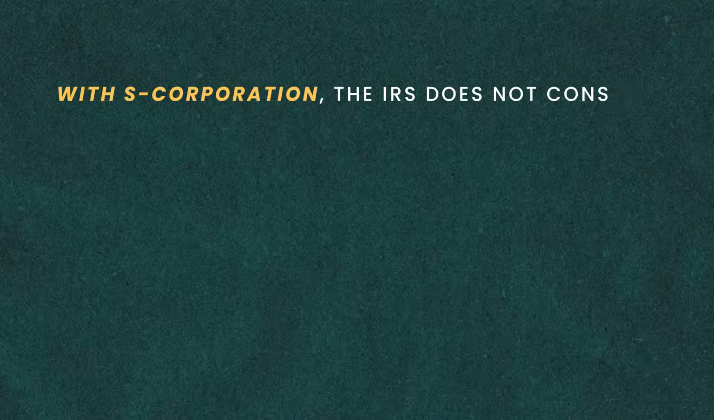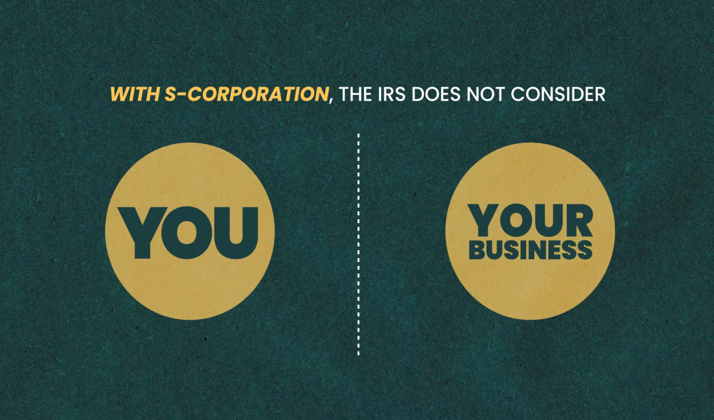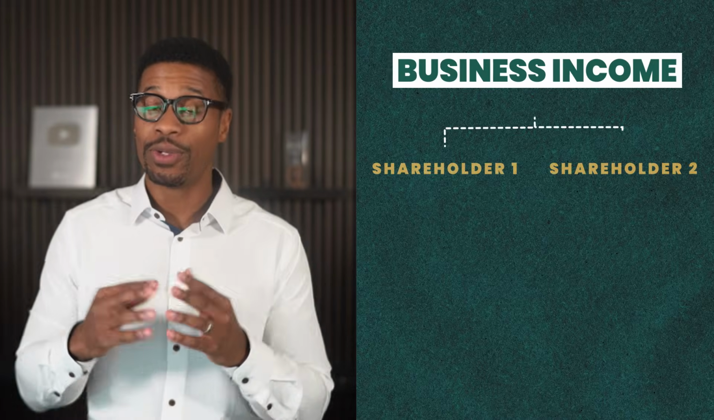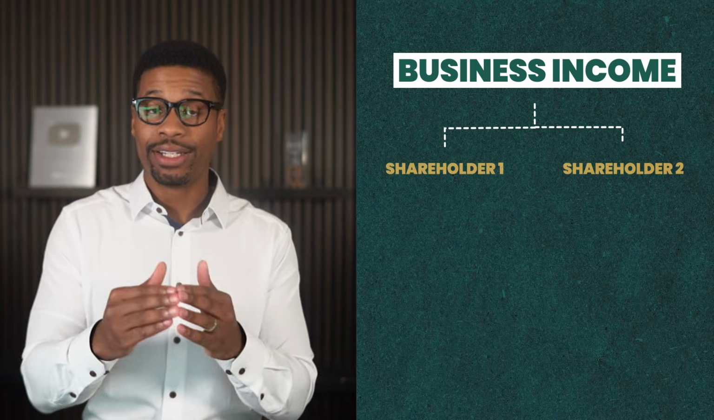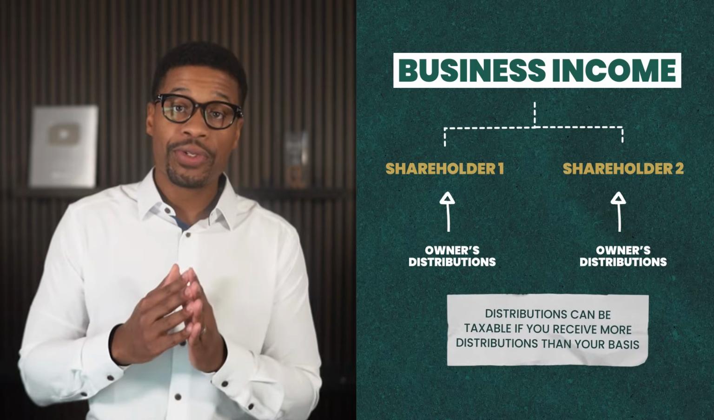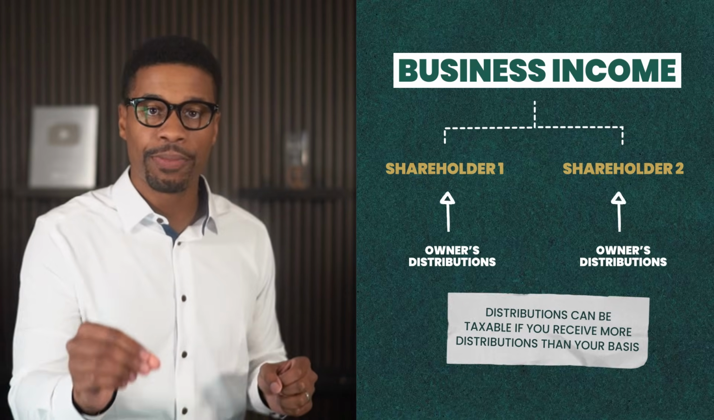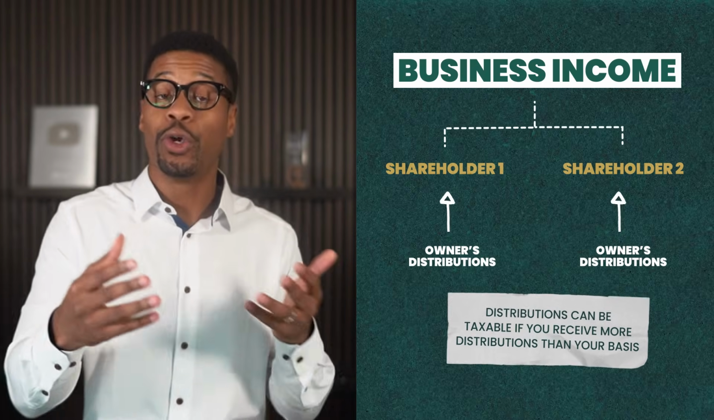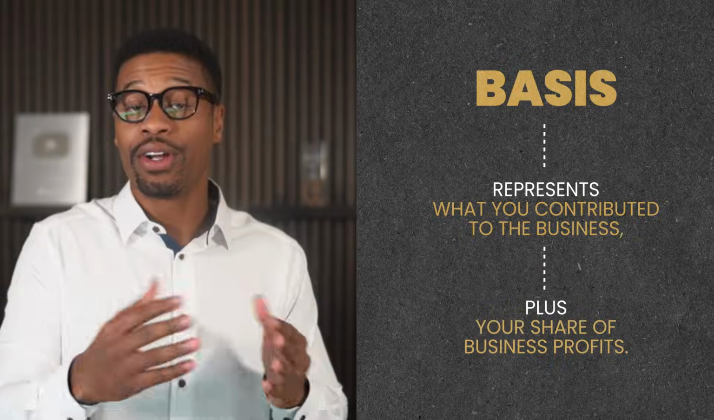So with S-Corps, the IRS does not consider you and your business one. So when the business sends money to its shareholders, those are two separate entities transacting there. So because of this, distributions you receive from an S-Corp can be taxable if your distributions exceed what is called your basis. Now, basis basically represents what you contributed to the business plus your share of profits.